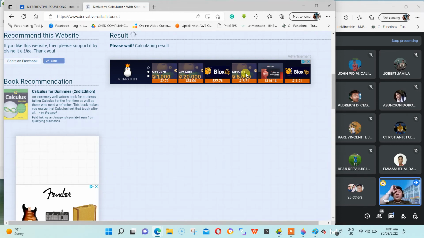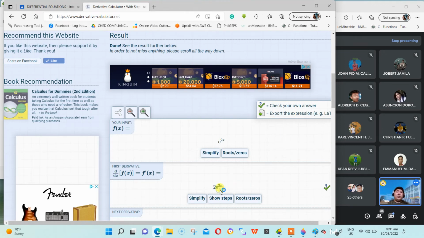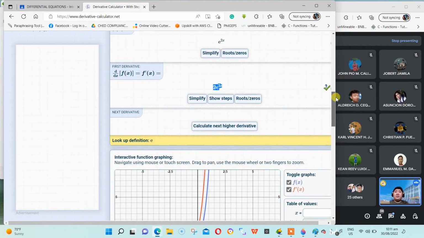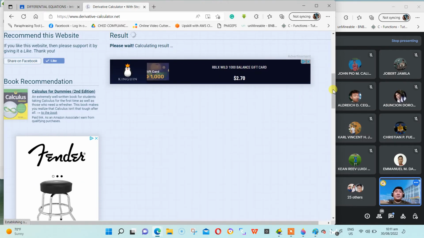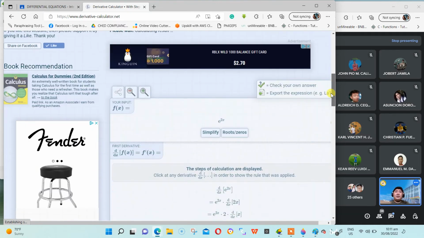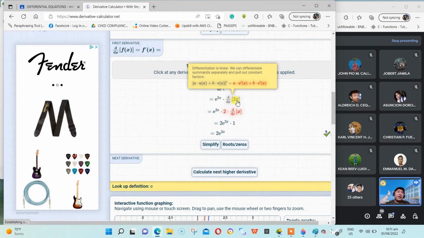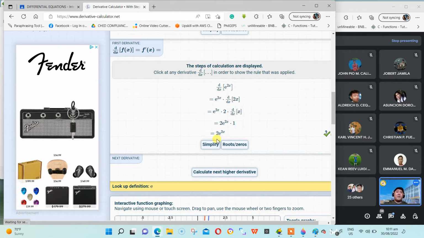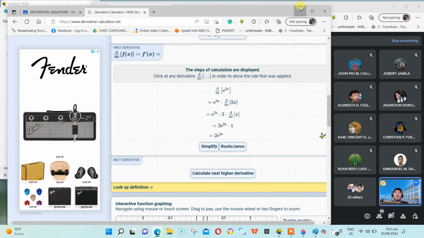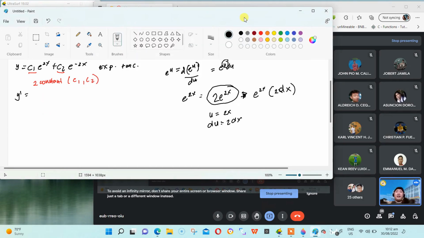That should result in 2 e raised to the power of 2x. It goes like this, showing the steps. As I've told you, you need to derive the exponent x first. That's the process in your differential calculus. What remains here is just your 2 e to the 2x because this becomes 1. That's how you solve your exponential when you derive. Integrating that one is different.